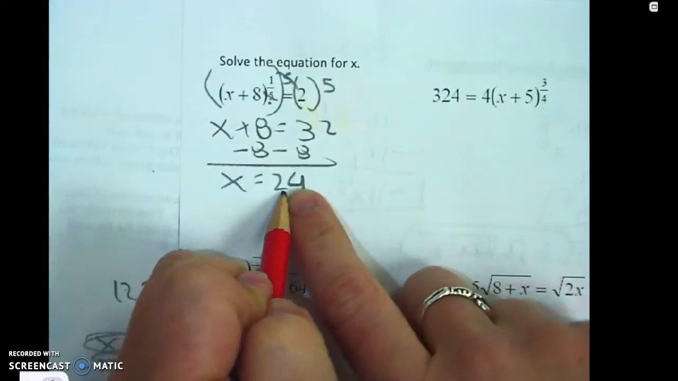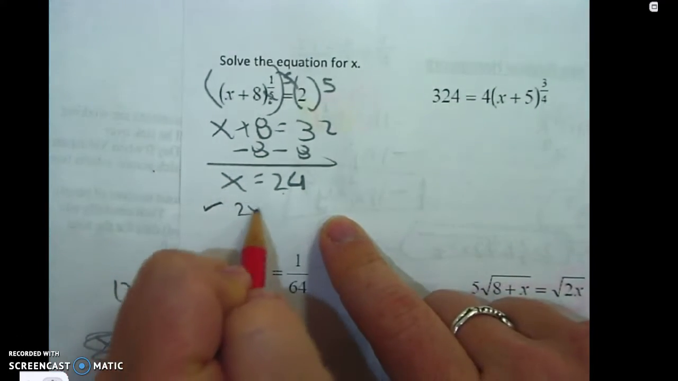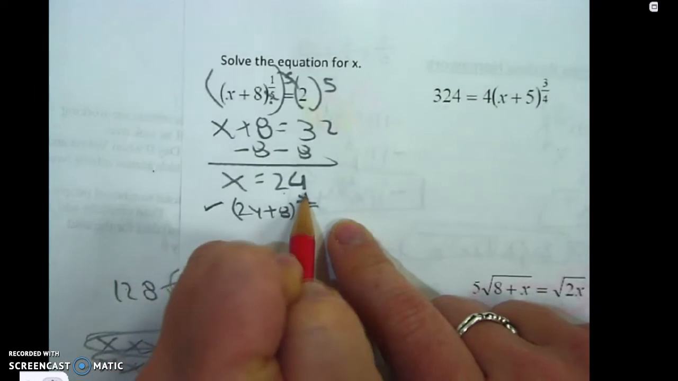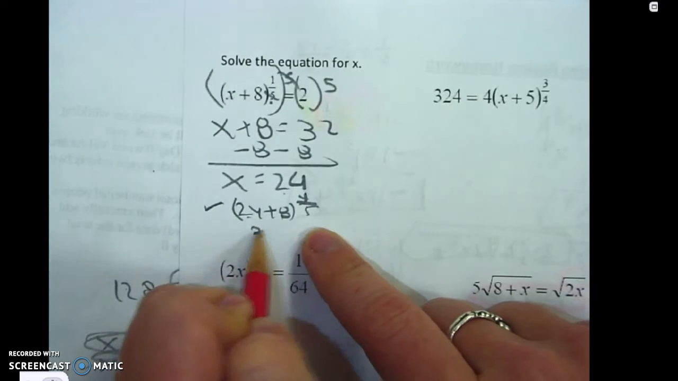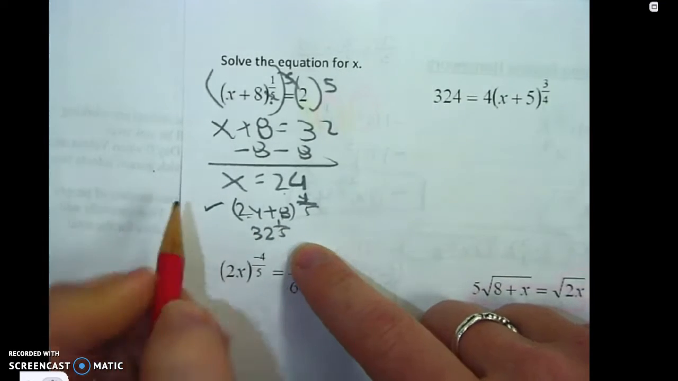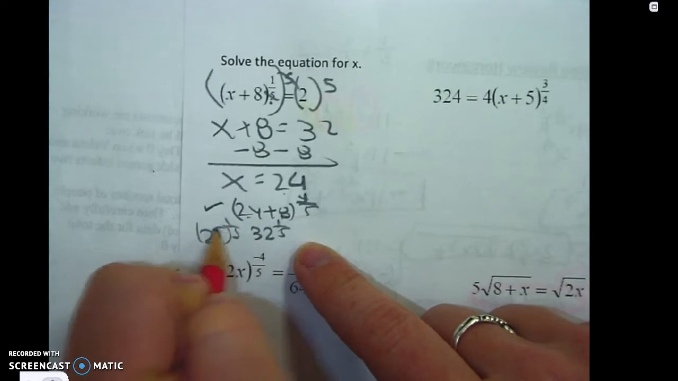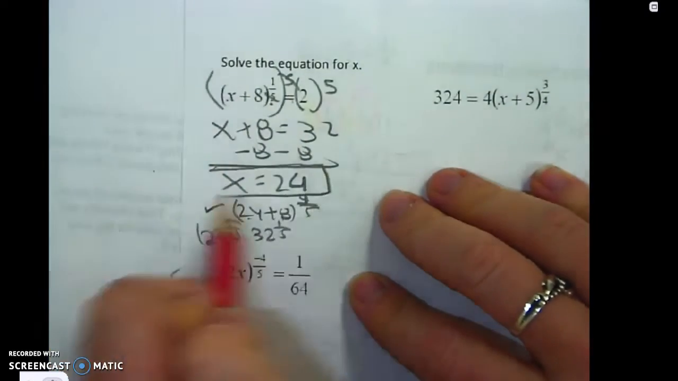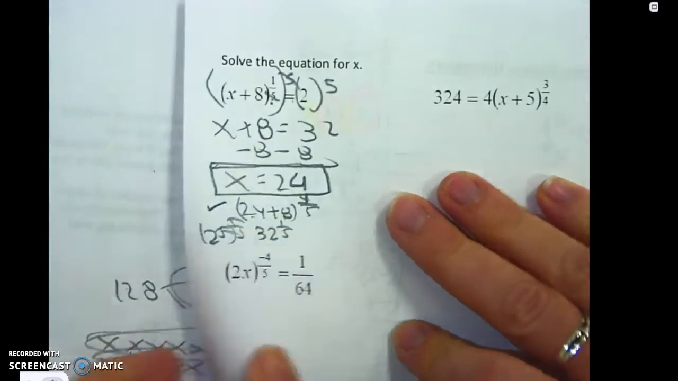I can check by plugging it in. So I can go 24 plus 8. You don't have to do this, but I'm just showing you. To the 1/5. 24 plus 8 is 32. 32 to the 1/5 is 2 to the 5th to the 1/5, which is 2, so I did it right. So this is your answer, but I just wanted you to see how to check it.